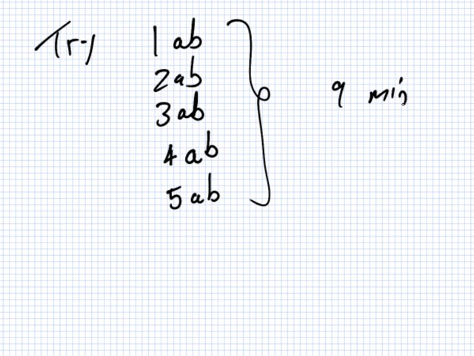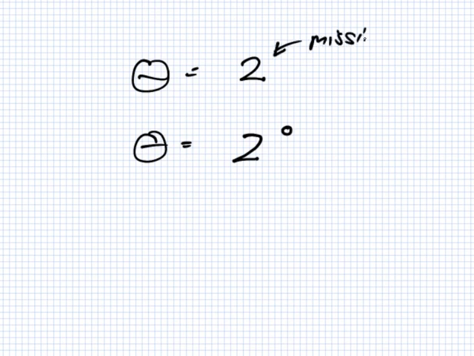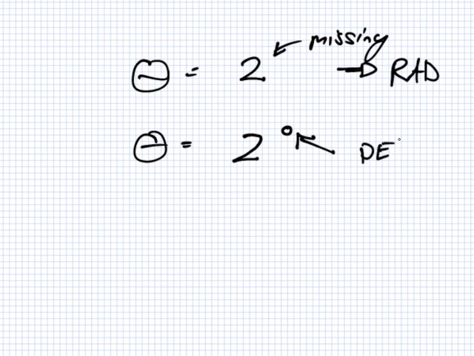In maths, come on. It's stuck. There you go. If I write a number like this, I must mean radians, because I only mean degrees if I do this. So if it's missing, then that means it has to be radians, and this has to be degrees.